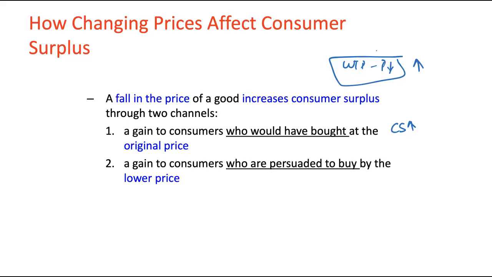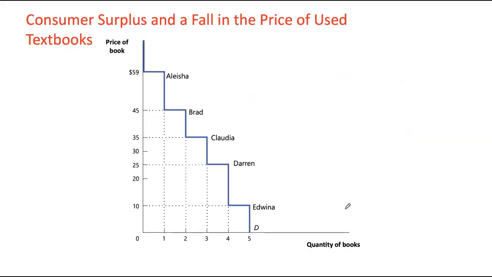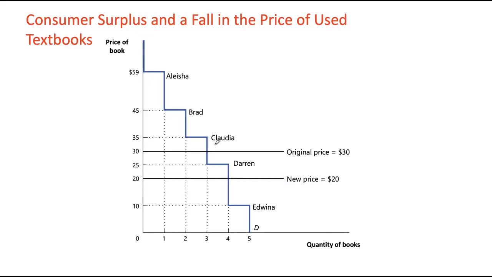Let's look at this scenario with the help of our textbook example. So here we had Alicia, Brad, Claudia, Darren, and Edwina. And now we have the price of $30. At $30, remember, we had only these three individuals buying the textbook. Now, if the price falls, you can see consumer surplus will go up because Darren is persuaded to buy the textbook also. So quantity demanded is increasing by 1 unit. So we must include the consumer surplus of this additional buyer.